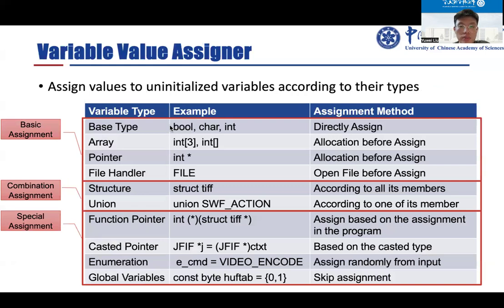And AFGEN assigns values to uninitialized variables according to their types. Here, we use three kinds of assignment methods to assign the value. The first is a basic assignment, which targets base type, array, pointer, or the file handler. The second is a combination assignment, which targets the structure or the union type. And the third is a special assignment, which targets the function pointer, cast pointer, enumeration, and the global variables.